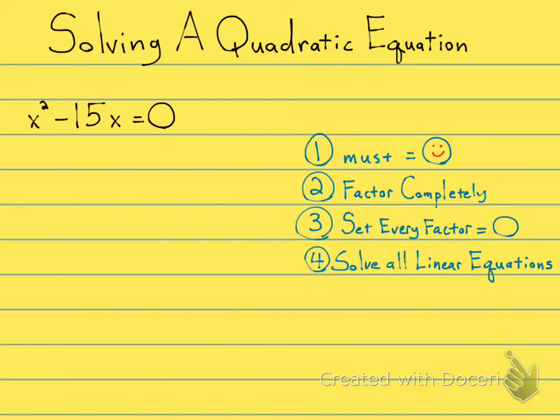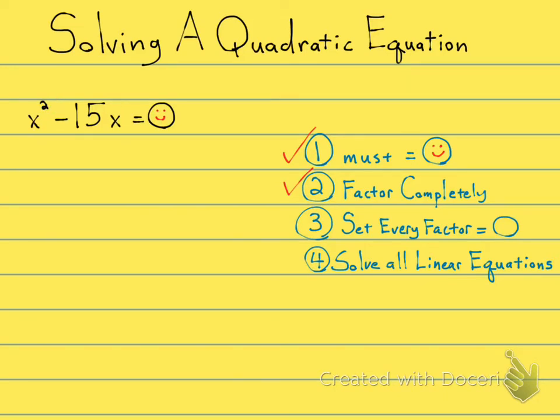Step 1, set it equal to 0. Is it equal to 0? It is. Okay, it is equal to 0. Step 2, factor completely. Now, remember the steps of factoring. Step 1 is put it in order. Is it in order? Yes, it is. I have x squared. I have x to the first.